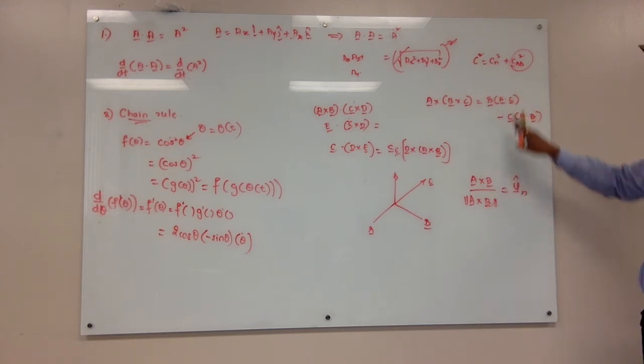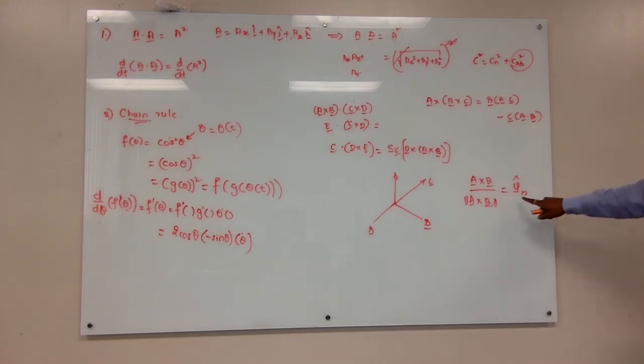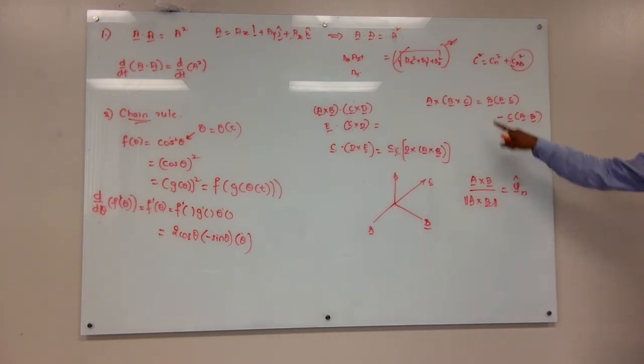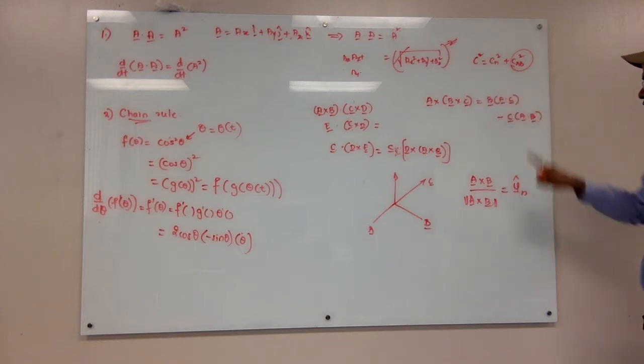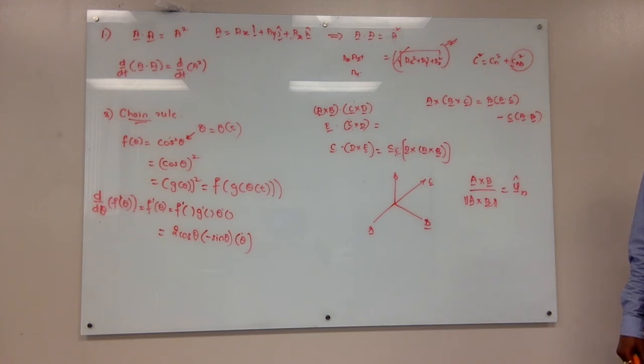What is Cn? The projection of C on Un. Un is perpendicular to A cross B, the unit vector along A cross B. Cn is the projection of C on this Un, so it's a dot product. That's what you have to learn to calculate.